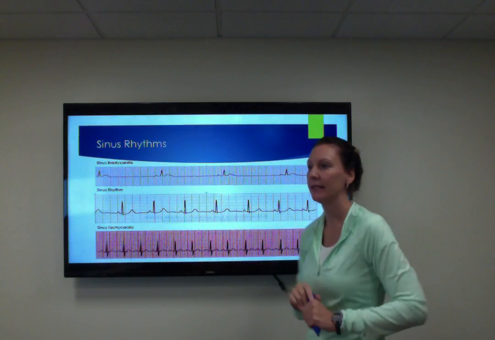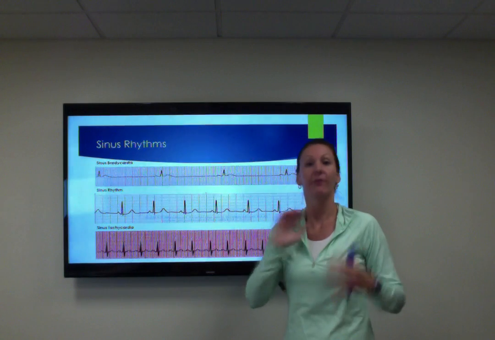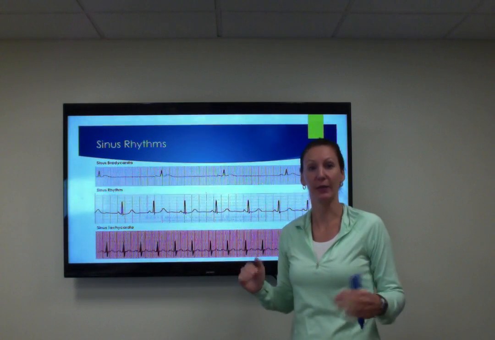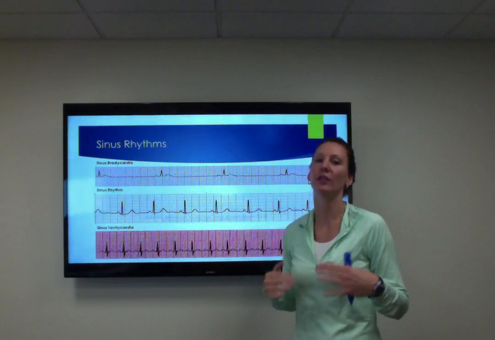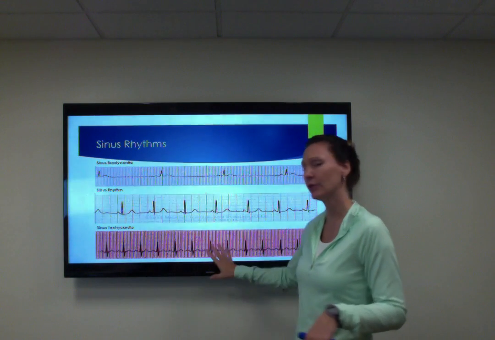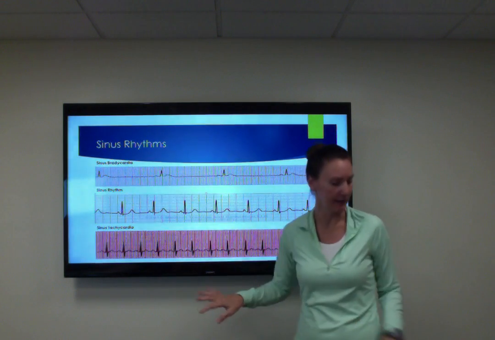And then you have sinus tachycardia, where the SA node, very similar to sinus rhythm and sinus brady, fires correctly. However, it's just at a faster pace. So anything over 100 is going to be sinus tachycardia.